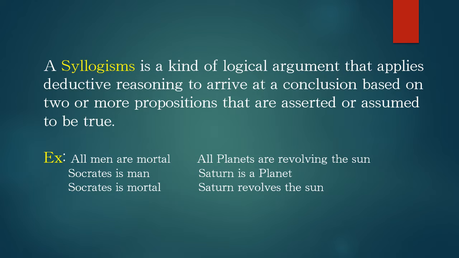For example, here: all men are mortal, Socrates is a man. These 2 are propositions. Socrates is mortal. This is the conclusion which we can derive from the given 2 propositions, that is, all men are mortal and Socrates is a man. In the same way, all planets revolve around the sun. Saturn is a planet. Since Saturn is a planet and all planets revolve around the sun, obviously we can derive that Saturn also revolves around the sun.